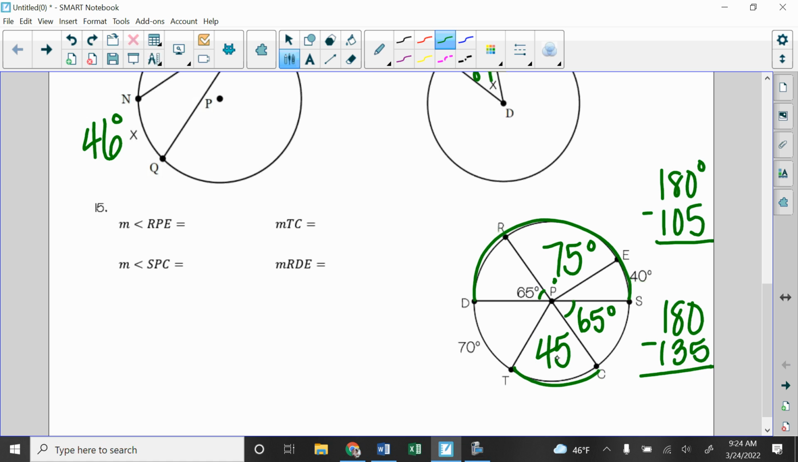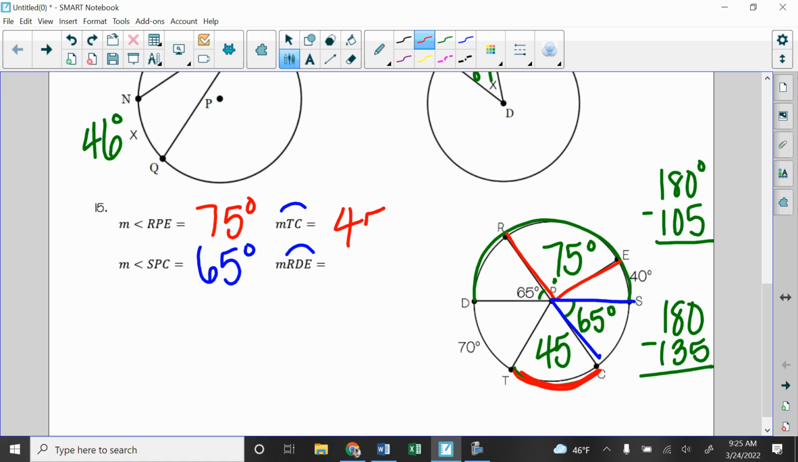So it says angle RPE. That's this angle, RPE. We said it's 75. Angle SPC. SPC, that's this one, that's 65. And then these were arcs. So again, my computer wouldn't let me add those in. But TC is this one. So that's 45. And then for RDE, you start at R, go to D, all the way to E. So it's this whole purple one.